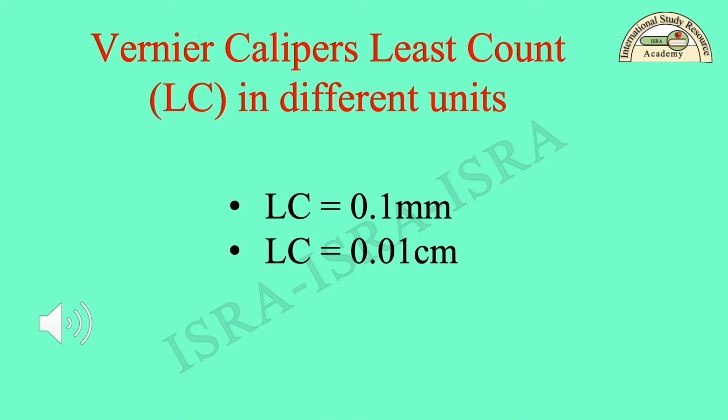Vernier caliper least count LC in different units. You have calculated least count of this vernier calipers in 2 different units, millimeter and centimeter. The first one LC is equal to 0.1 millimeter. Second one LC is equal to 0.01 centimeter.